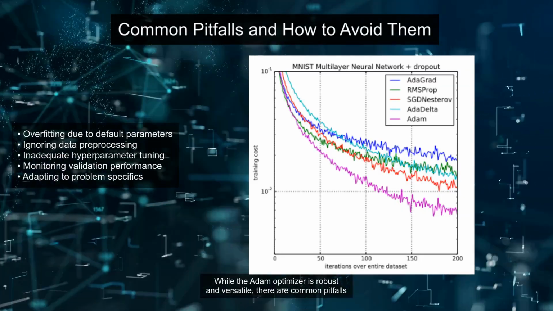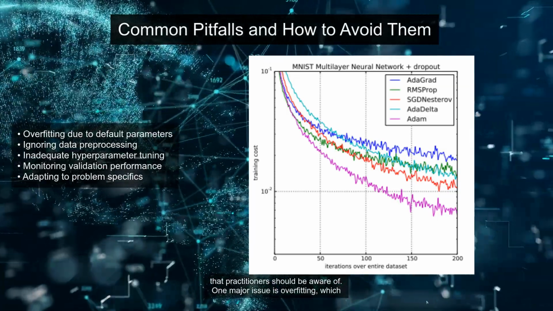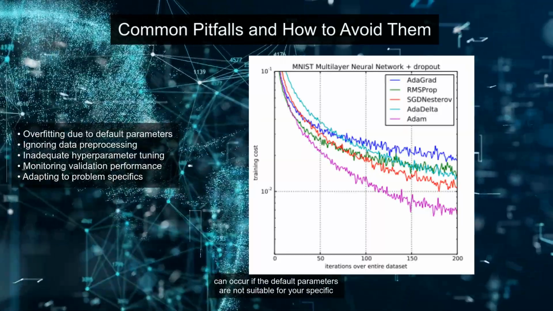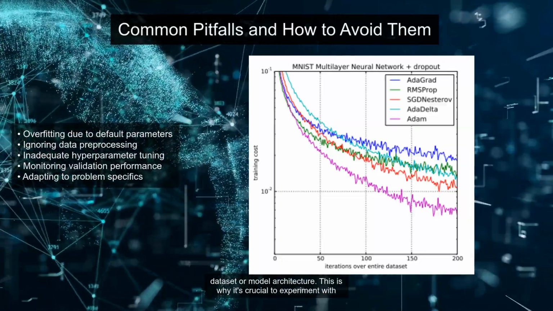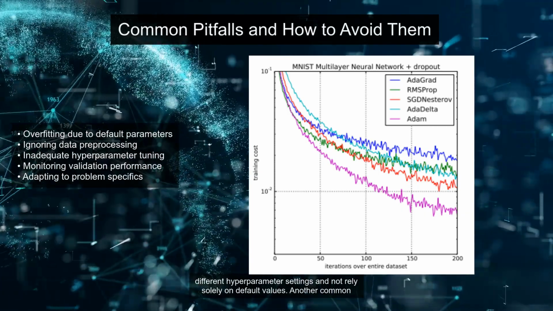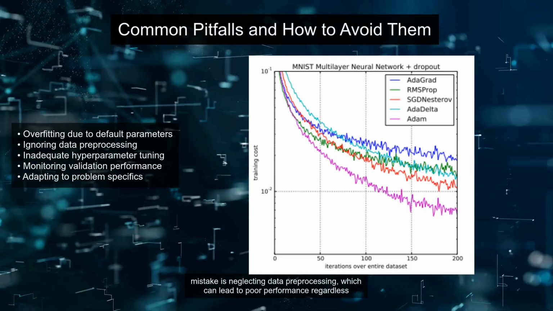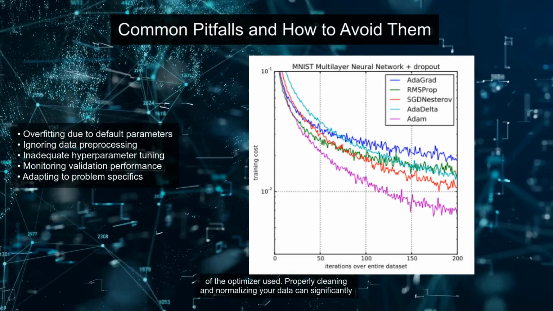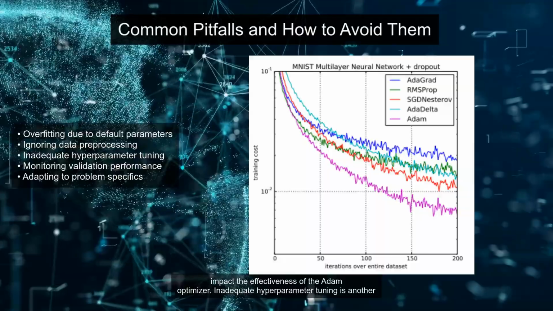While the Atom Optimizer is robust and versatile, there are common pitfalls that practitioners should be aware of. One major issue is overfitting, which can occur if the default parameters are not suitable for your specific dataset or model architecture. This is why it's crucial to experiment with different hyperparameter settings and not rely solely on default values. Another common mistake is neglecting data preprocessing, which can lead to poor performance regardless of the optimizer used. Properly cleaning and normalizing your data can significantly impact the effectiveness of the Atom Optimizer.